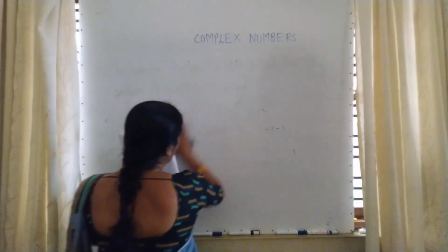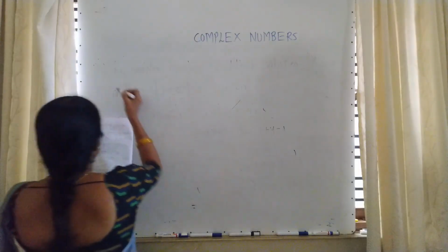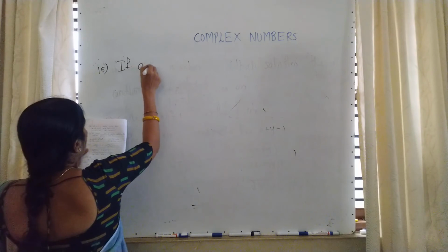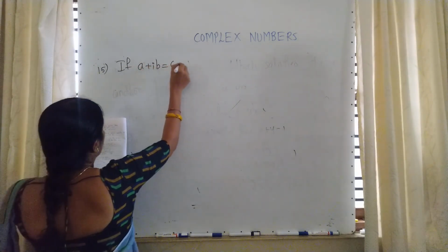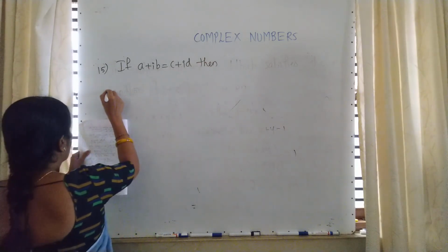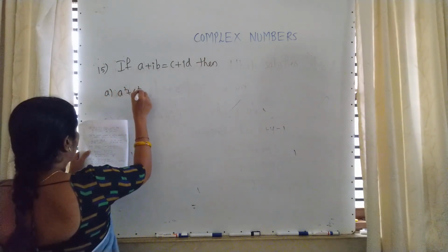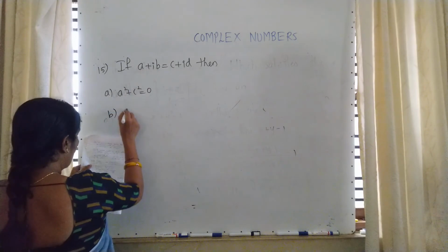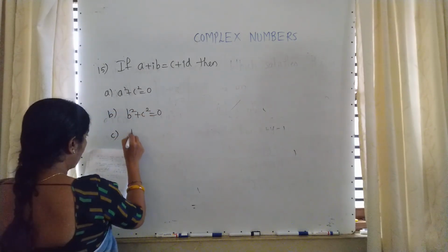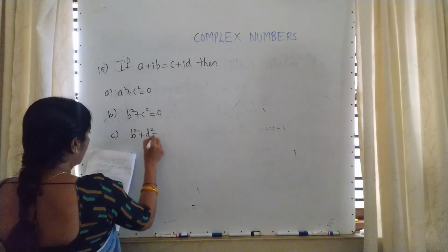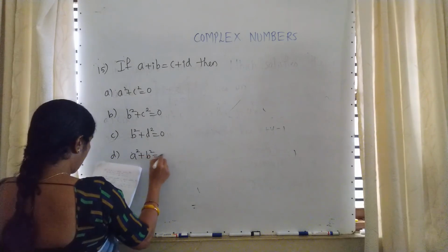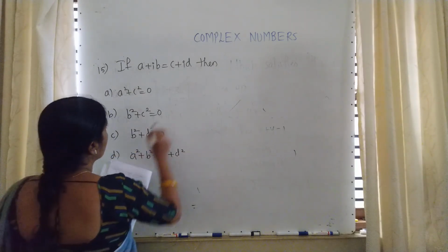Moving to the next question, that is question number 15. If a plus ib is equal to c plus id, then first one, a square plus c square is equal to 0. Second one, b square plus c square is equal to 0. Third, b square plus d square is equal to 0. Fourth, a square plus b square is equal to c square plus d square.